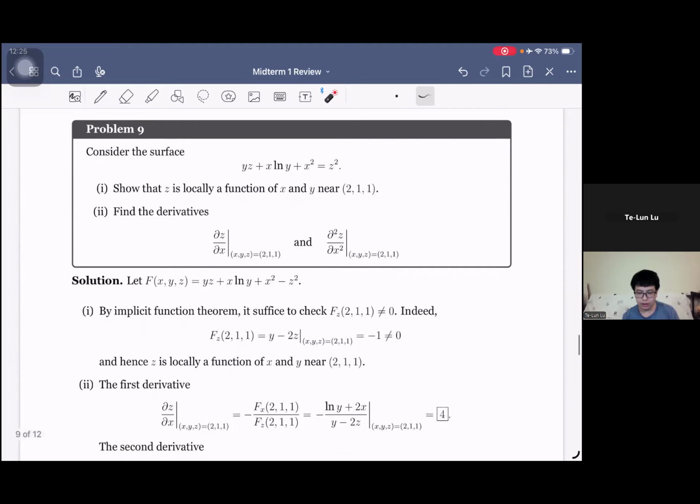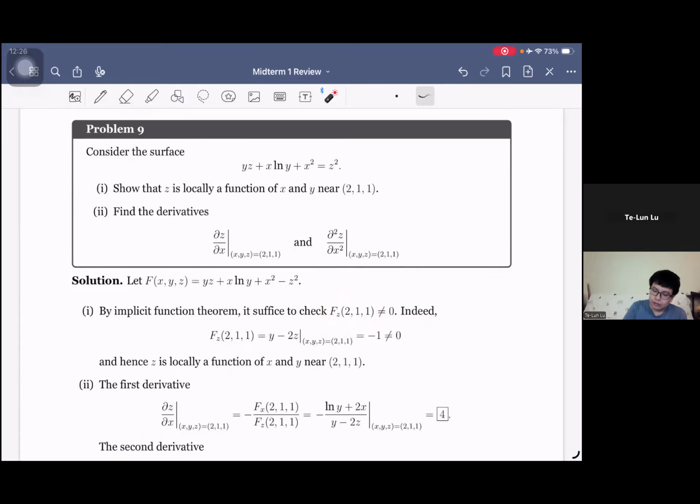And now we are into implicit differentiation, which is a little bit more technical, so let me go through this slowly. We have a 3-variable equation: yz + x ln y + x^2 + z = z^2. The first question asks you to show that z is locally a function of x and y near (2,1,1). There are a lot of big words like locally solvable. This sounds very complicated, but basically what I want you to do is show that f_z at the point (2,1,1) is non-zero. That shows that z is a function of x and y, okay?